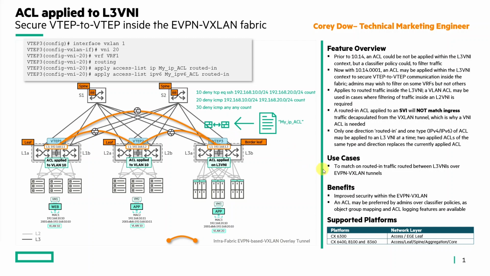And so the customer benefits are improved security within the EVPN VXLAN fabric. And an ACL may be preferred by some admins over classifier policies as you get object group mappings and ACL logging features for the ACL approach that you don't get with just simply providing the classifier policy equivalents. And so for the supported platforms, as you see here, the CX 6300, 6400, 8100, and 8360 support this configuration of the access list within the L3VNI context.